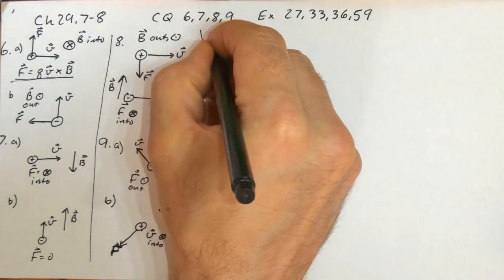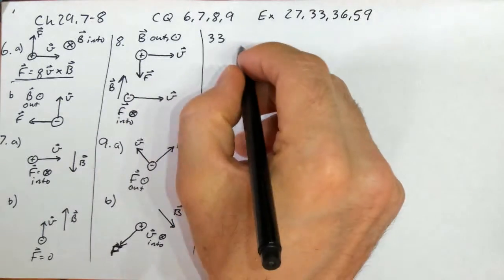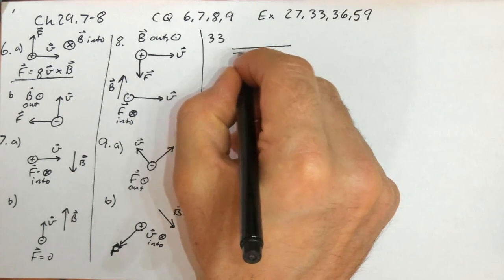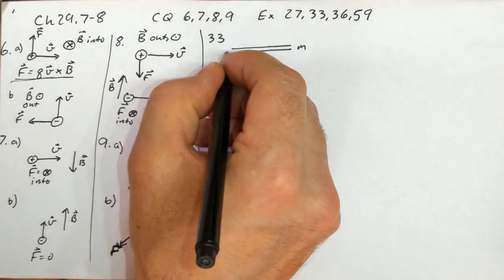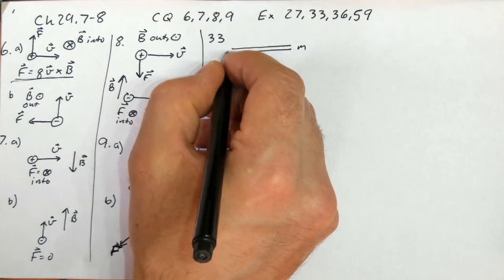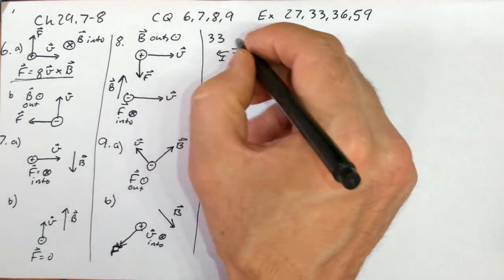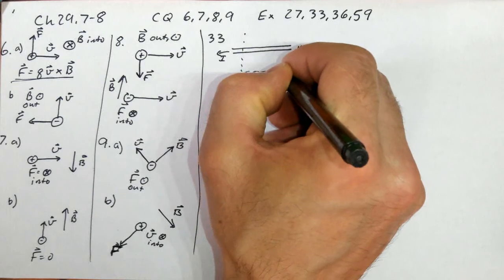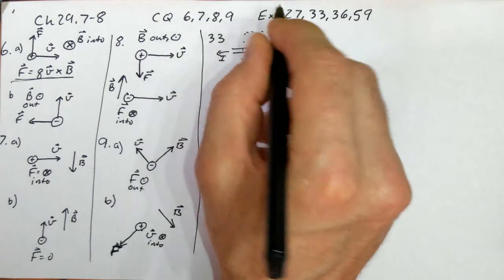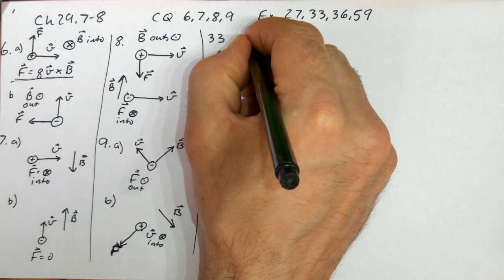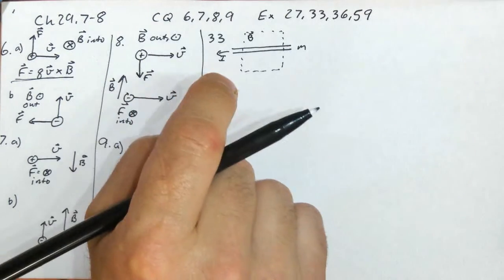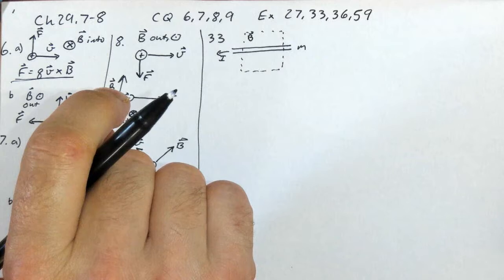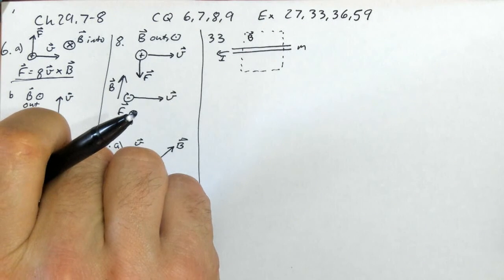Okay, so number 33, this is a fun one. We've got a wire that has a mass and a current. Current flowing this way. And it's in a region of space where the magnetic field exists. Now we don't know the direction of the magnetic field, but we want to find out how big and in what direction that magnetic field is in order to levitate this wire.